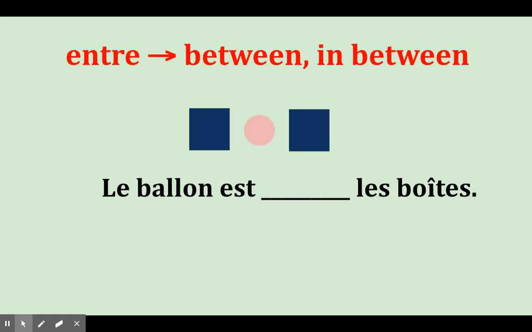Entre. Between or in between. Say it after me. Entre. Le ballon est entre les boîtes. Right? The ball is between the boxes. Le ballon est entre les boîtes.